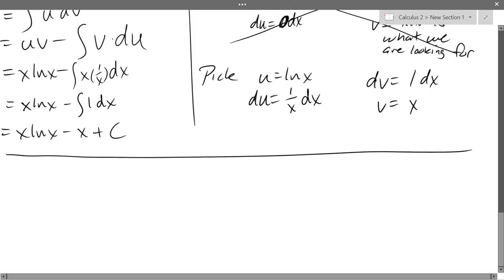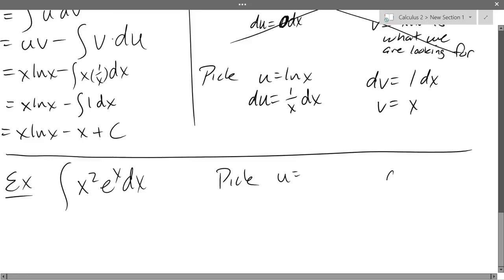Okay, next up. Integral x squared e to the x dx. So let's talk about where e to the x could go. What is the derivative of e to the x? E to the x. What's the antiderivative of e to the x? E to the x. So as far as e to the x is concerned, does it matter where e to the x goes? Nope. So hopefully, the other one will have a stronger preference as to where to put it.